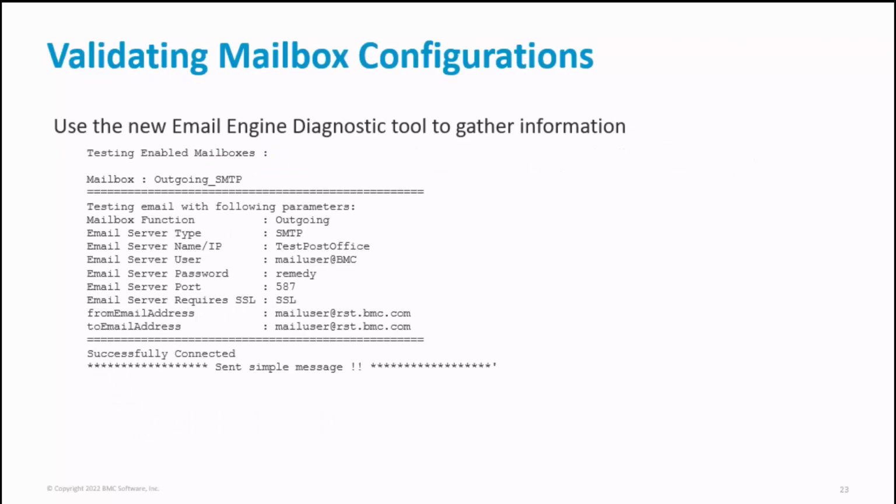Now I want to talk about how to make those changes safely. Again, you can use the new email test utility. This utility will read your mailbox configuration information and perform a connectivity test for each of your mailboxes. You can run the utility to check all mailboxes, enabled mailboxes, or the disabled mailboxes. This gives you some options on how you test.